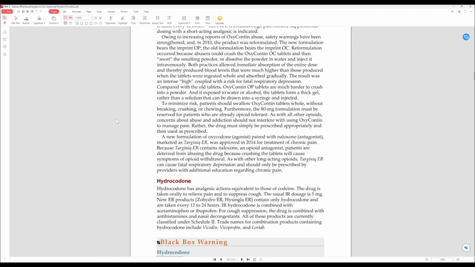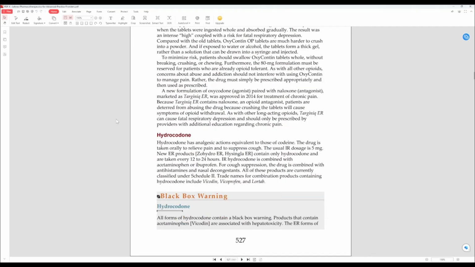Compared with the old tablets, OxyContin OP tablets are much harder to crush into a powder, and if exposed to water or alcohol, the tablet forms a thick gel, rather than a solution that can be drawn into a syringe and injected. To minimize the risk, patients should swallow the tablets whole without breaking, crushing, or chewing. Furthermore, the 80 milligram formulation must be reserved for patients who are already opioid tolerant. As with all opioids, concern about abuse and addiction should not interfere with using OxyContin to manage pain. Rather, the drug must simply be prescribed appropriately and then used as prescribed.